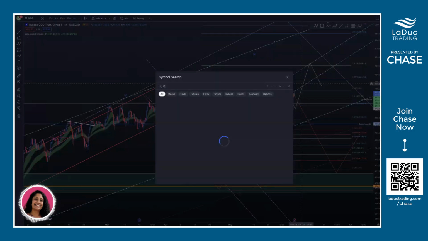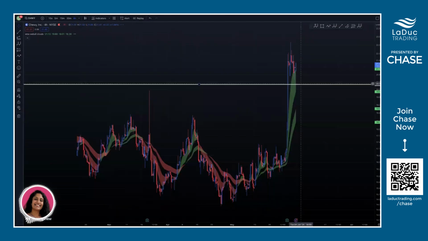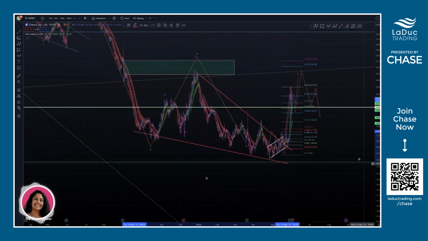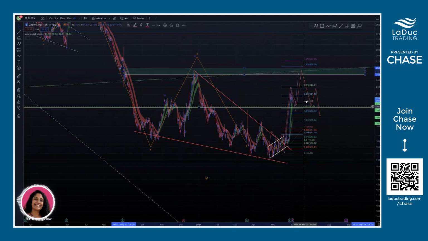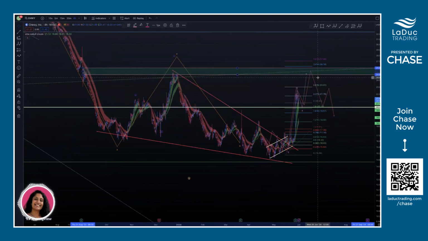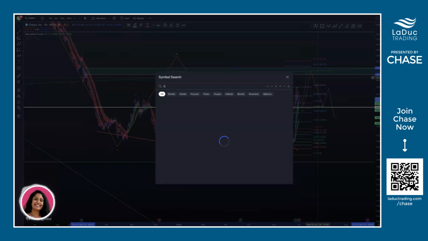Let's look at this week's watch list. The first one I have is Chewy. Tracing back, you can see this has been a very extended drawdown, and we did break out of this pennant. So there's an equal legs target, and it does have a gap to fill to 27. I still think as long as Chewy consolidates above 20, we should continue pushing higher. So I had Chewy on this week's watch list.